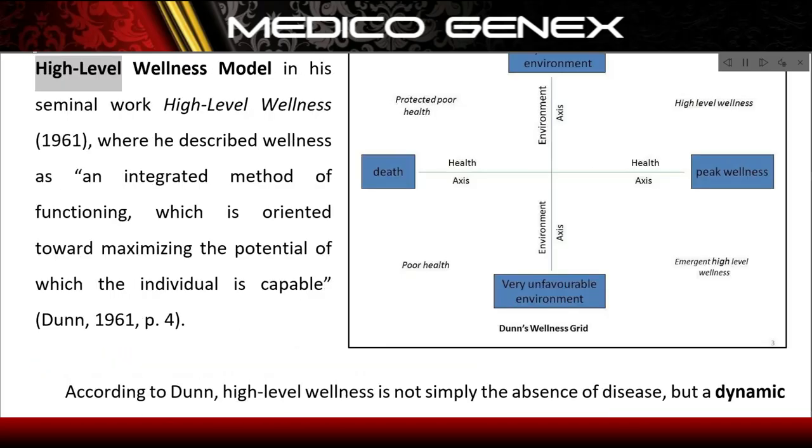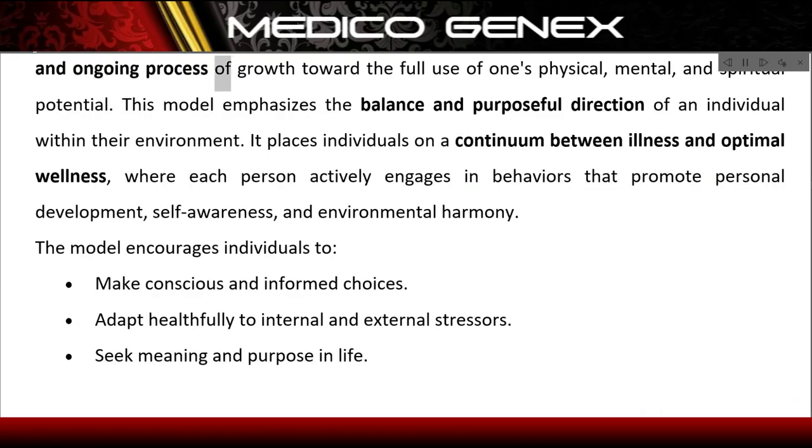Dunn introduced the high-level wellness model in his seminal work High-Level Wellness, 1961, where he described wellness as an integrated method of functioning, which is oriented toward maximizing the potential of which the individual is capable (Dunn, 1961, p. 4). According to Dunn, high-level wellness is not simply the absence of disease, but a dynamic and ongoing process of growth toward the full use of one's physical, mental, and spiritual potential.